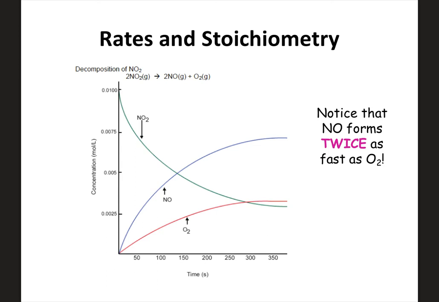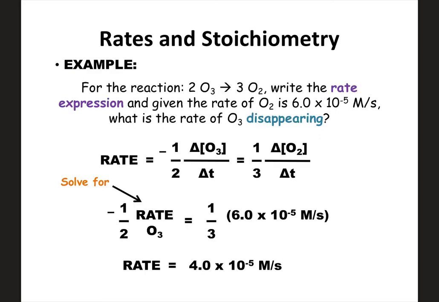And just take note that the NO is actually forming twice as fast as the O2. And that makes sense because according to the balanced equation, there's 2 NO for every 1 O2. So you need to be able to look at a graph like this and understand that the reactants are used up over time, the products are formed over time, and realize you can even see the stoich involved here as well.